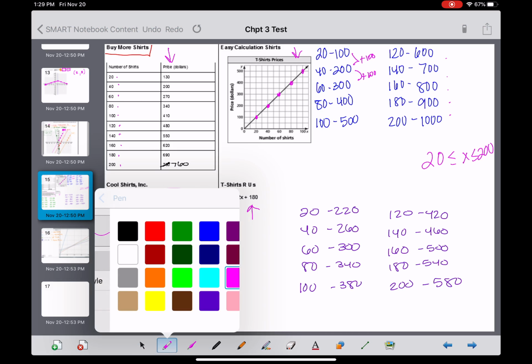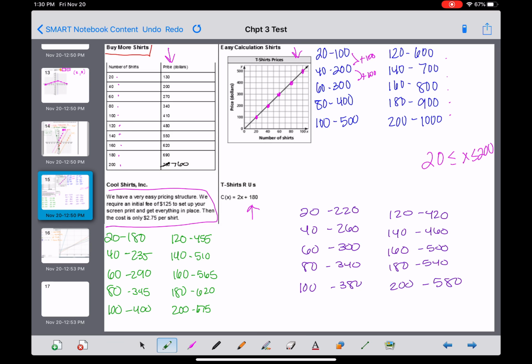Cool Shirts was an initial fee of $125, and then every shirt was $2.75 per shirt. So its equation was represented by 2.75x plus 125. So when I created my table, I plugged in the values. So I plugged in 2.75 times 20 plus 125 to get out 180, 2.75 times 40 plus 125 to get out 235. I could continue that, or I could see, hey, this is a slope of 55 and write my remaining numbers.